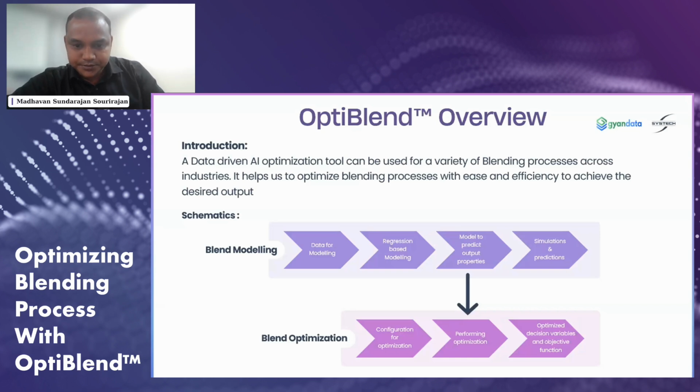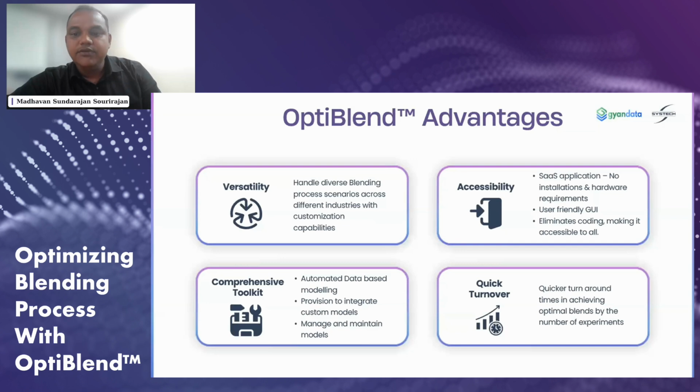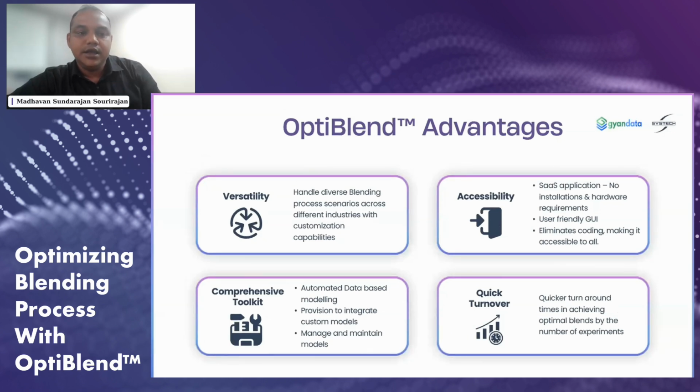So now, coming to the advantages and the key features of the product. OptiBlend is a versatile tool. By versatility, what we mean is that it can be used across different industries. It is not restricted to a specific type of blending process or a specific manufacturing industry. So this makes it a versatile tool that can be used across different industries, like highlighted by the professor. It can be used in a drug formulation process for the pharma industry, or it can be used in a beverage production process in the food and beverage industry, and so on and so forth.